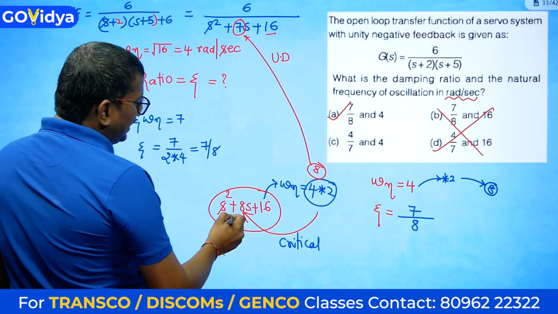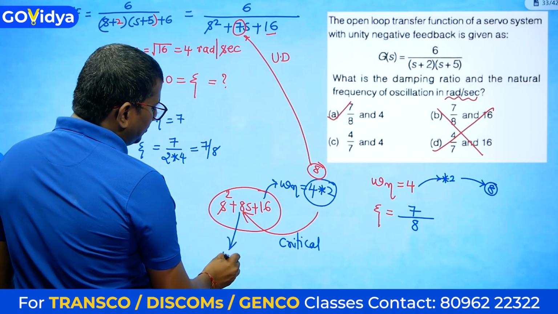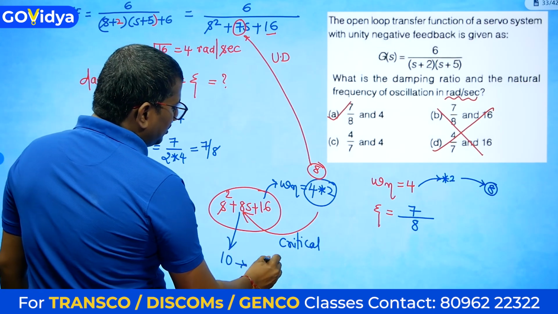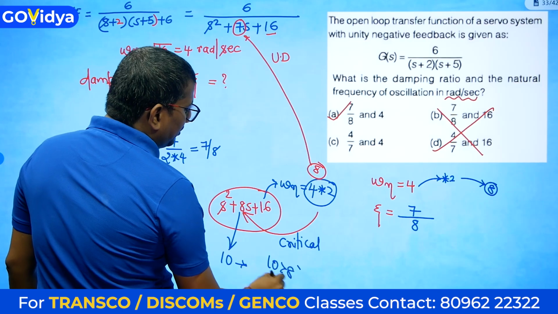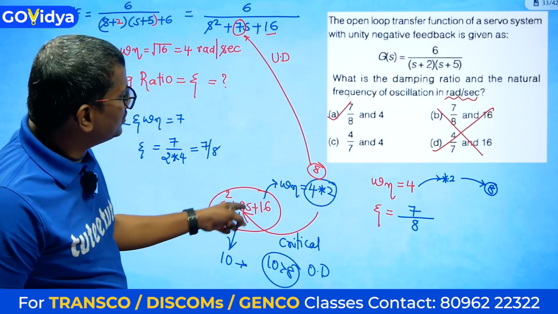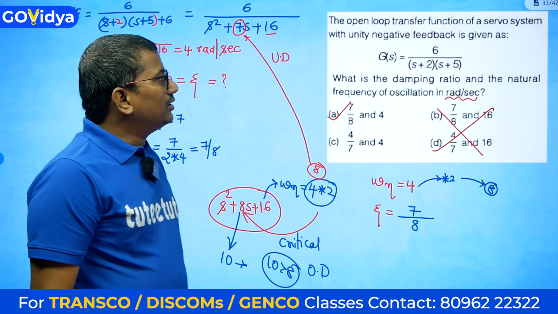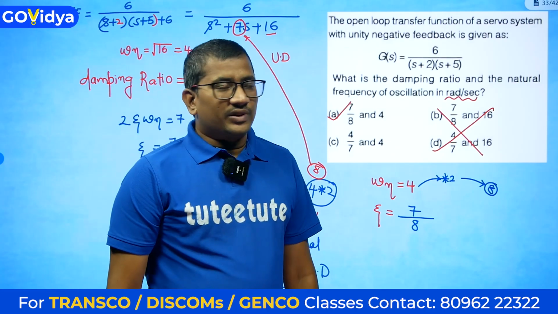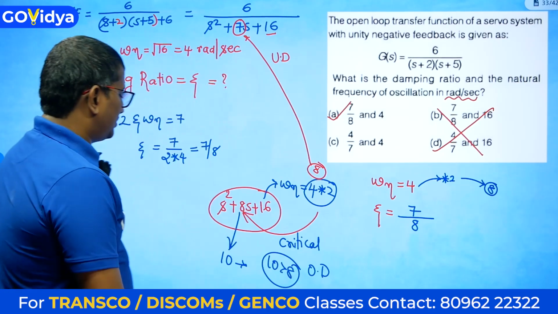Suppose instead of 8 I have, for example, 10. Obviously 10 is greater than 8. That means overdamped. So without doing this analysis, just by looking at these numbers, we can say that. Okay, I hope it is clear. Now let us see the next question.